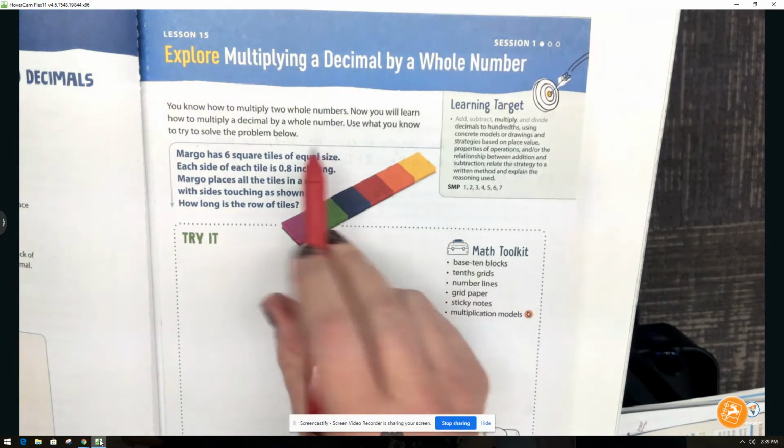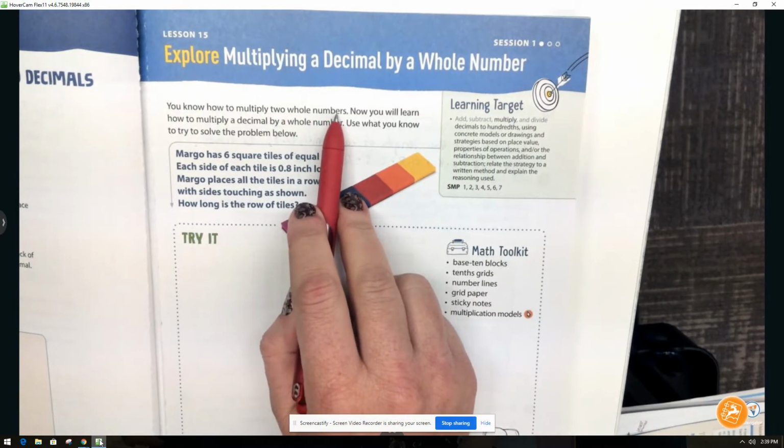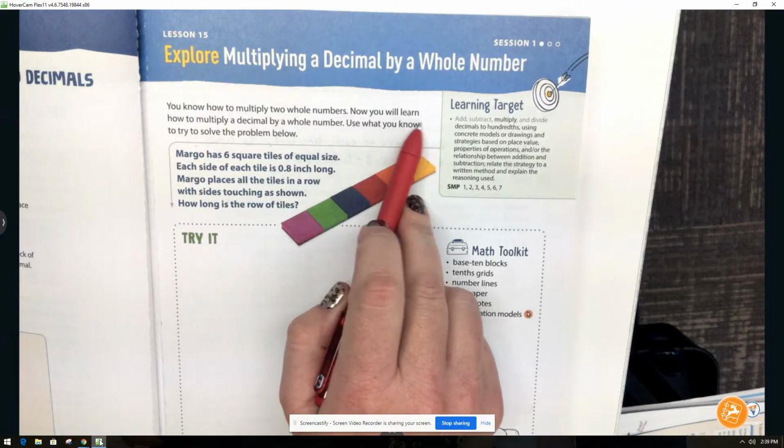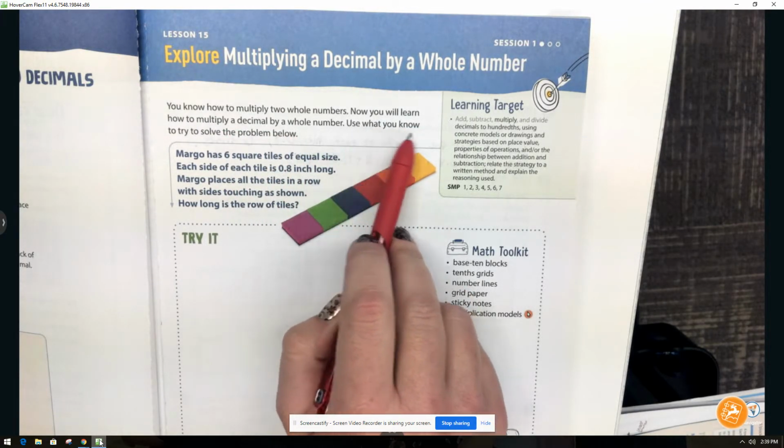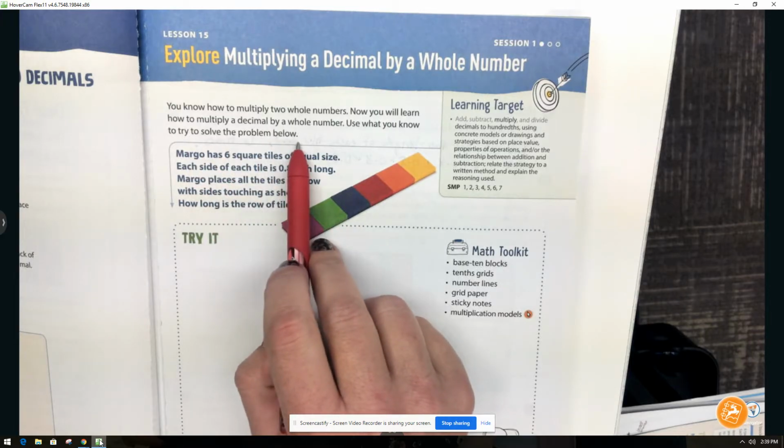You know how to multiply two whole numbers. So we've done that. We did that a few months back. Now you will learn how to multiply a decimal by a whole number. Use what you know to try and solve the problem below.